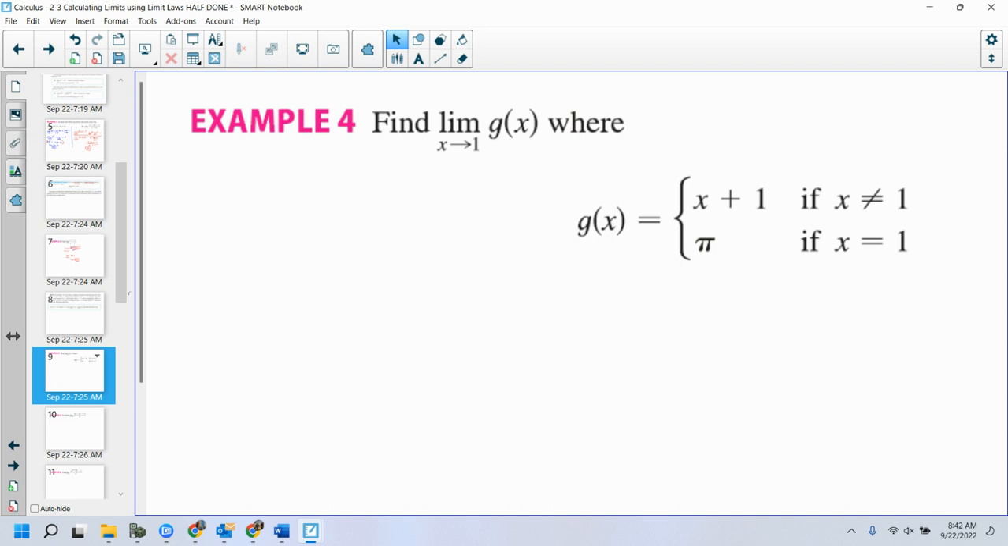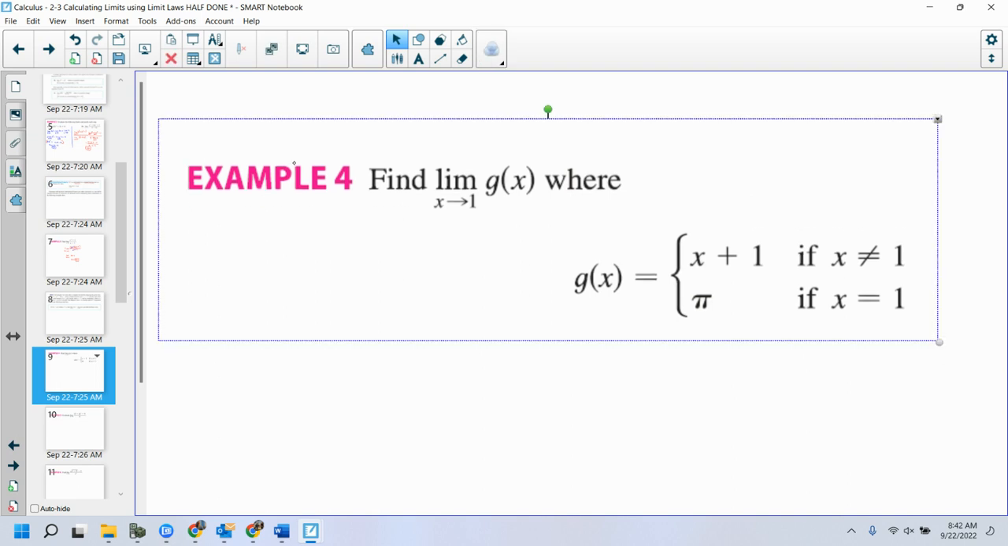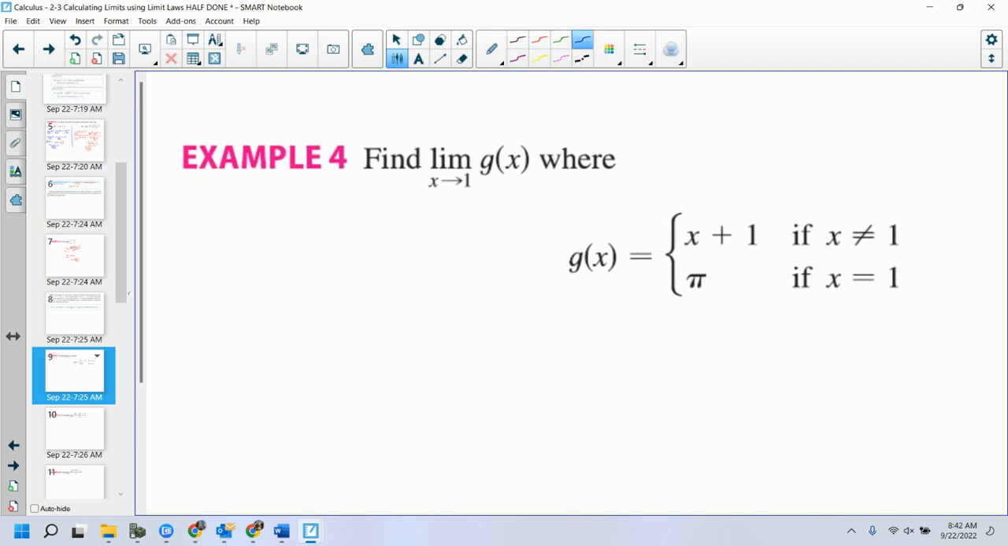Okay, so I want to find the limit as x goes to 1 of g of x. Well, what is g of x going to act like around 1? What other function is it going to act like around 1? Is it going to act like x plus 1?